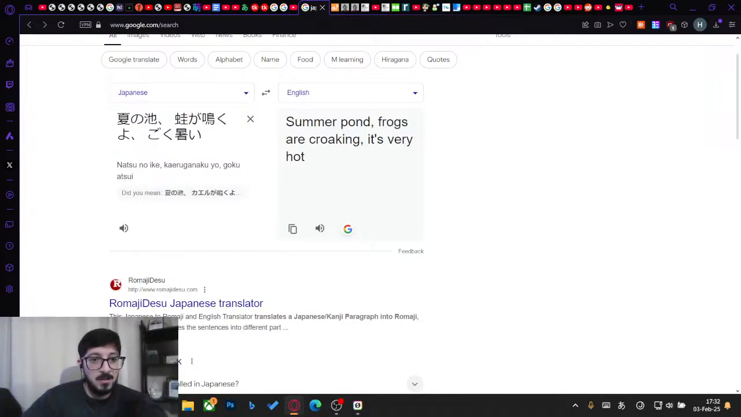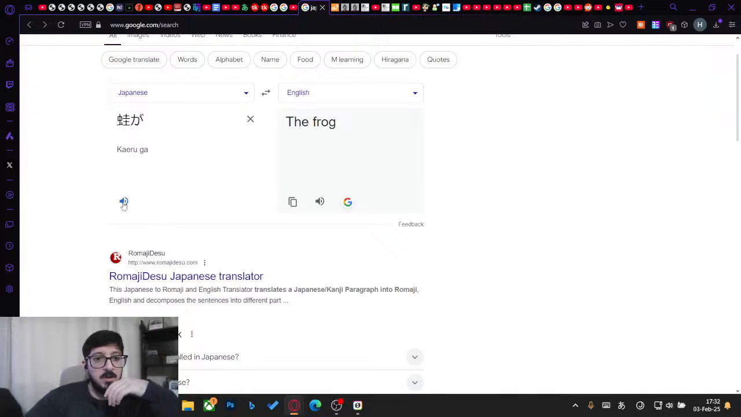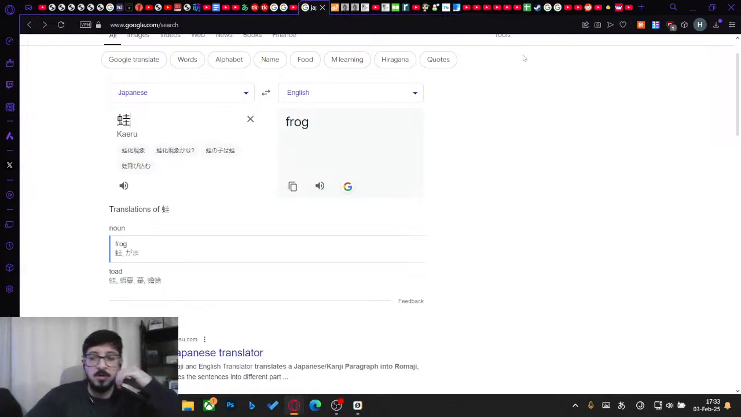Natsu no ike, summer pond. Frogs are... What are frogs? Frogs croak. Kaeru ga. Kaeru is a frog. So nice.